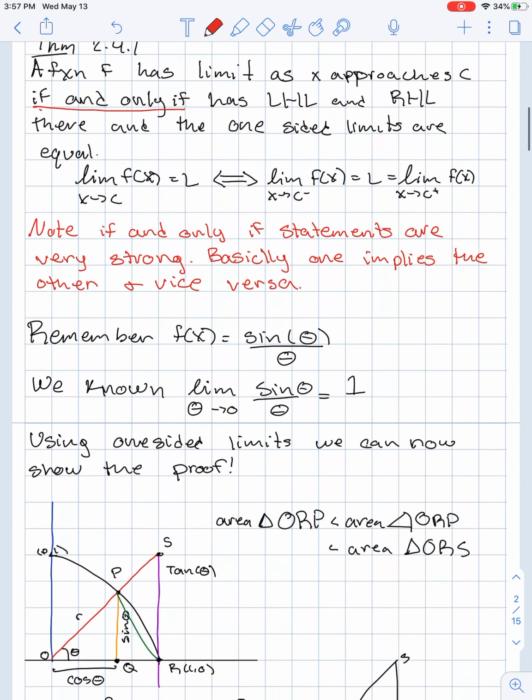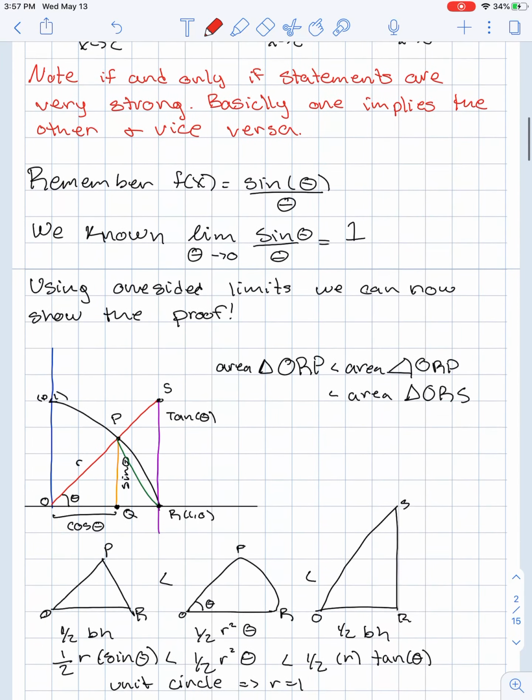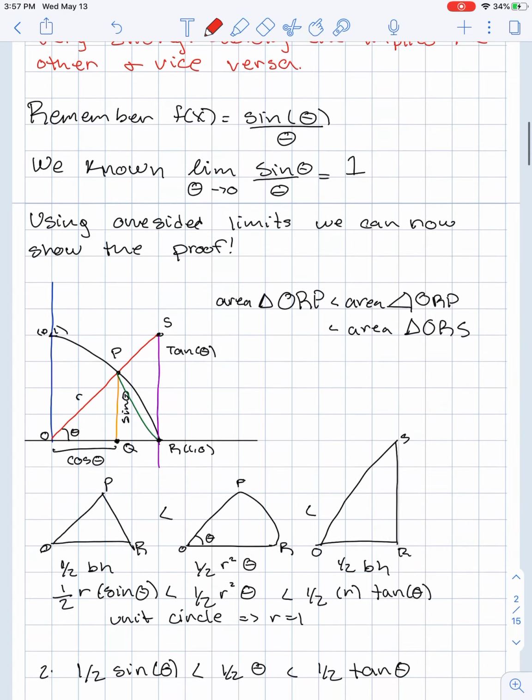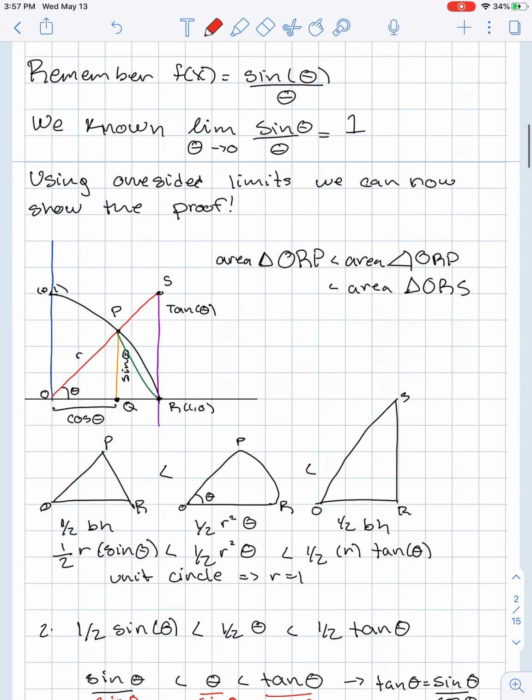So now I have a fun proof for you guys. Last lecture, I said that I couldn't really prove quite yet that the limit of sine of theta over theta, as theta goes to 0, equals 1. So we can actually do it with one-sided limits.